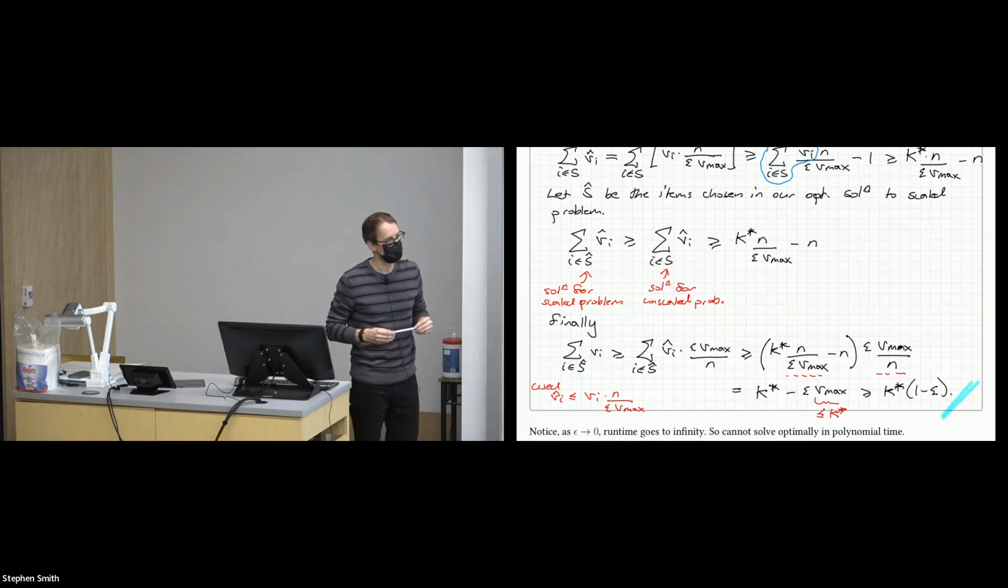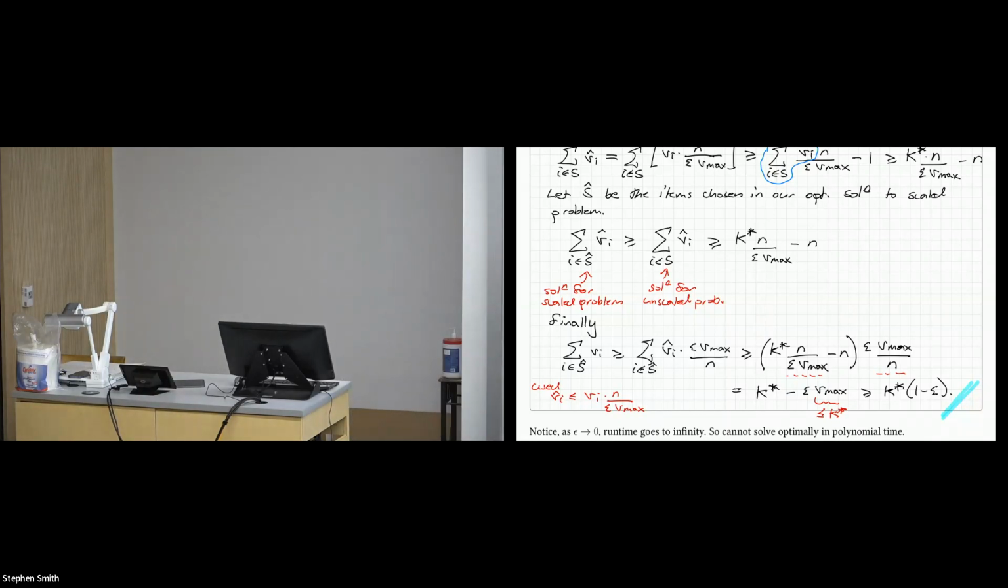Yeah, those are the scaled values. Pardon? You're applying the scale on the unscaled. Yes. For V hat though, not for V. But that's the crux of the argument.